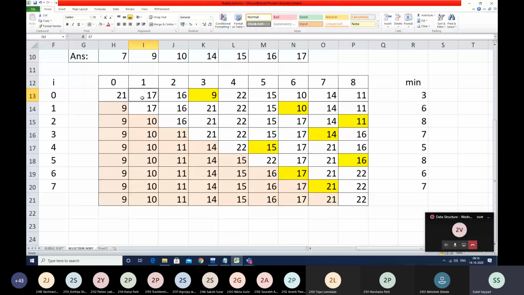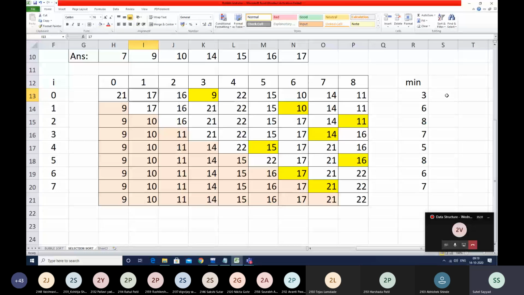Initially my min was 0, but now my min will become 1. Again j gets incremented, and the value of j will become 2. Again we'll check whether a of j is less than a of min. Now j is 2, so whether a of 2 is less than a of min. What is min right now? It is 1. So whether 16 is less than 17? Yes, so it will come inside. Again we'll make our min as j, so min will become 2 now.